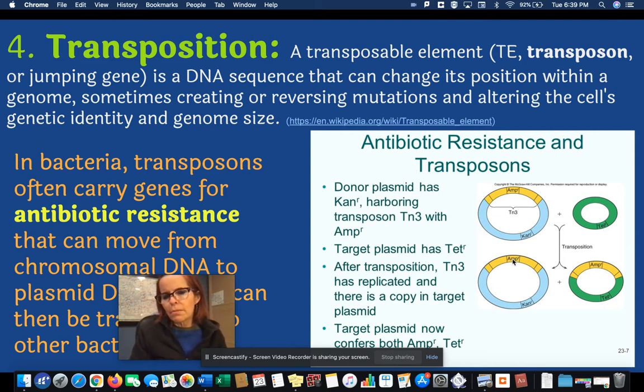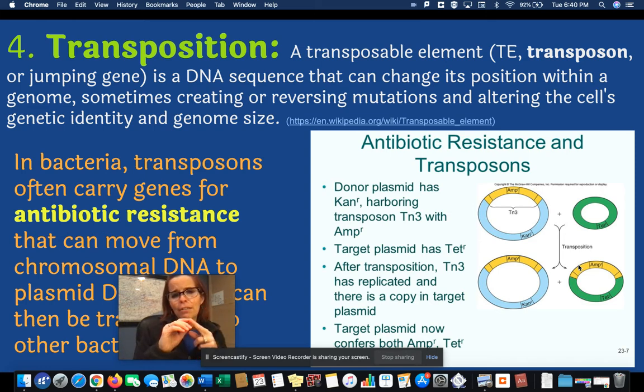And here you see it move from the circular DNA. That's sometimes confusing. The large genome of the bacteria is circular, but then it can move to the plasmid, and here you see that it's moved to the plasmid in that circumstance. So that's transposition. 4 ways that bacteria can get new DNA.